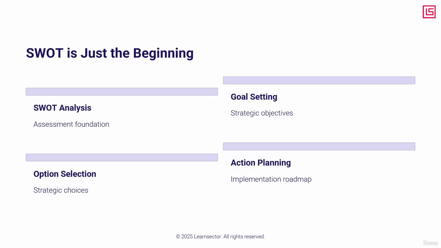Finally, remember, SWOT is a starting point, not a strategy by itself. It sets the stage for deeper planning. After a SWOT, you'll often move into goal setting, option selection, and action planning. Think of SWOT as a foundation. It tells you where you are and what you're working with, so you can decide where to go next.